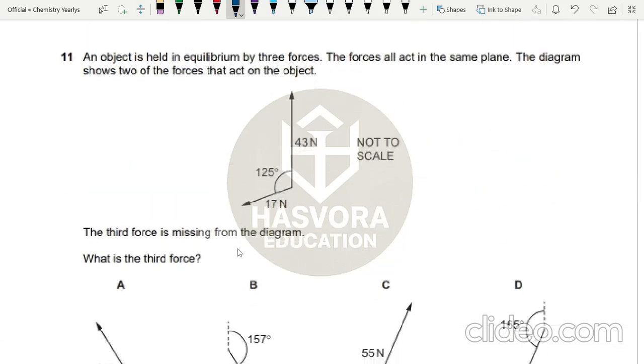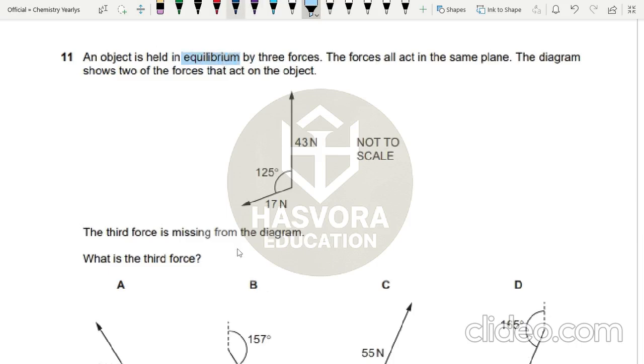Now this is a very interesting question. An object is held in equilibrium by three forces. The forces all act in the same plane. The diagram shows two of the forces that act on the object. Now they have shown you the 17 Newton force and the 43 Newton force. So now they have actually told you one point, using which you can just hit the answer directly.